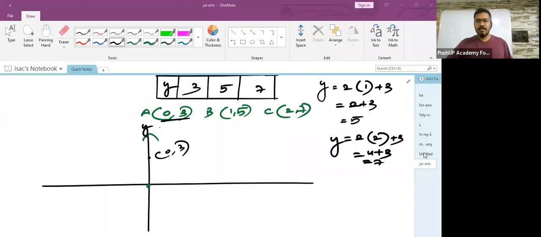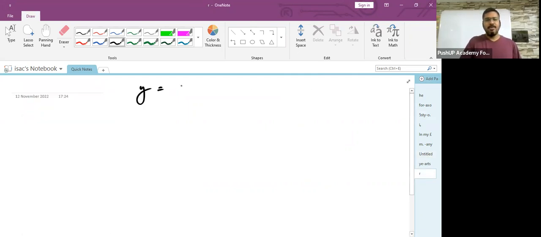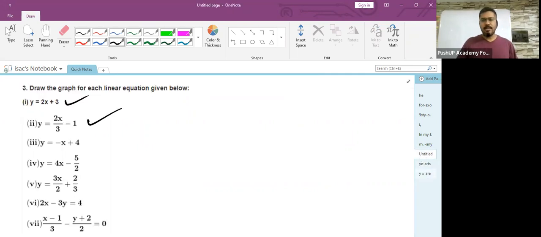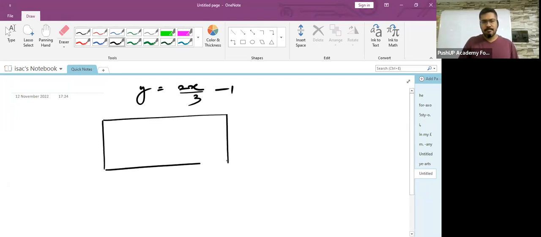Let's do the next equation. Yeah. The next equation is y is equal to 2x by 3 minus 1. Oh, this time we are having a denominator. So we have to be careful. Y is equal to 2x by 3 minus 1. Minus or plus 1? Minus 1. All right. But they have given it in a proper pattern, if you notice. They have expressed y in terms of x. So that much favor they have already done. Now we can create the table directly out of this.